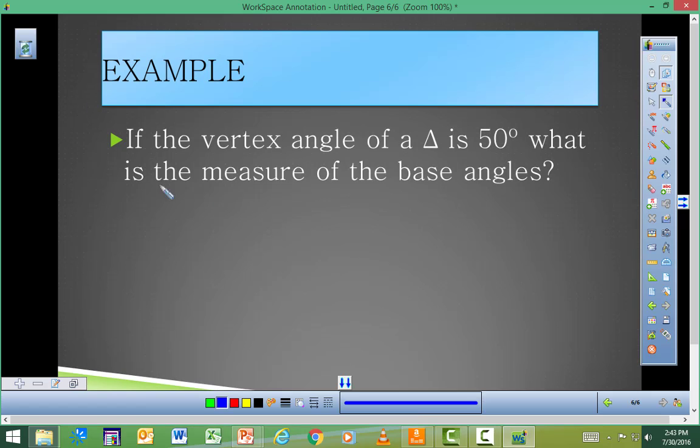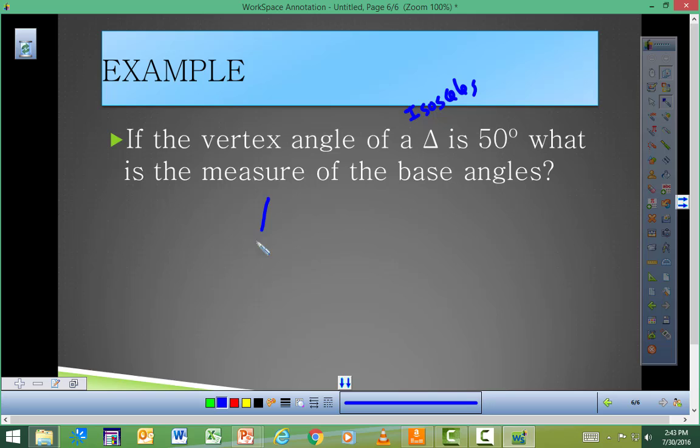So, if the vertex angle of a triangle is 50 degrees, what is the measure of the base angles? Okay, so first of all, we need to identify that this is supposed to be an isosceles triangle. So if the vertex angle of an isosceles triangle is 50 degrees, let's just draw an isosceles triangle. Doesn't matter really. In an isosceles triangle, we do know that this side is congruent to this side.